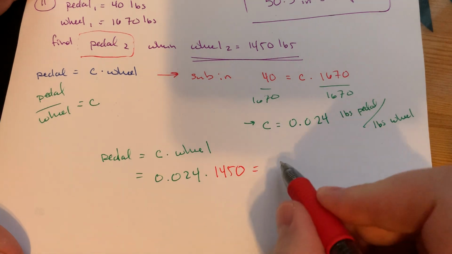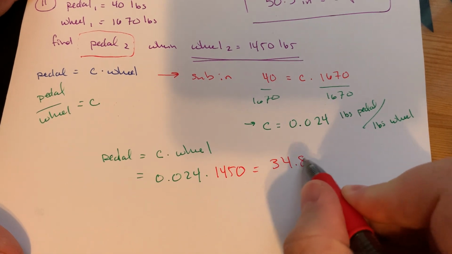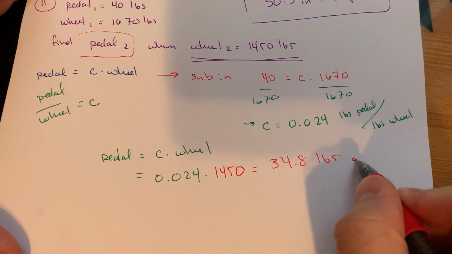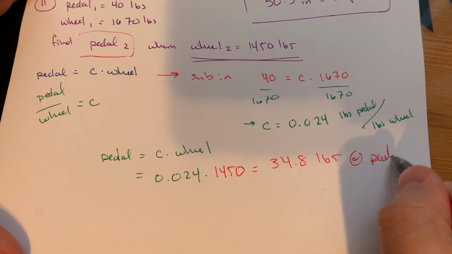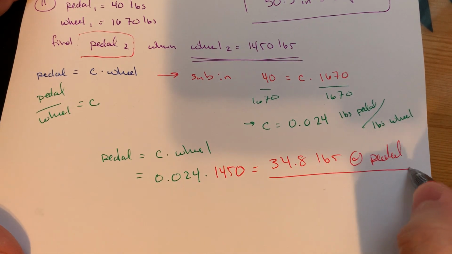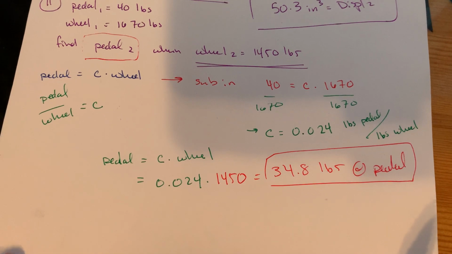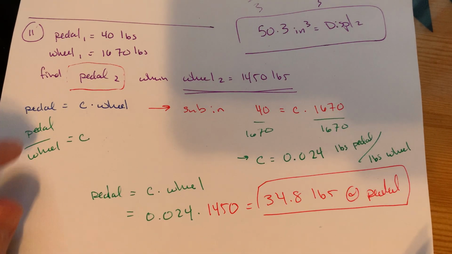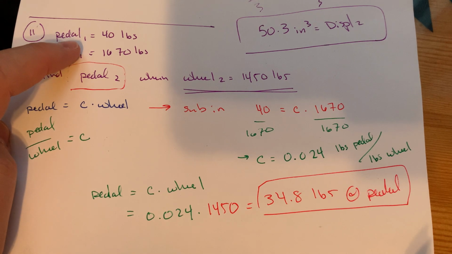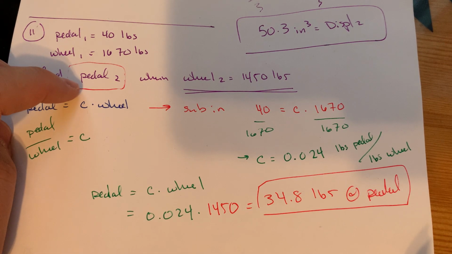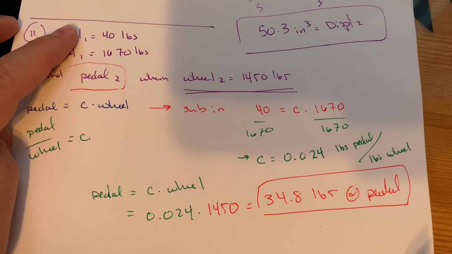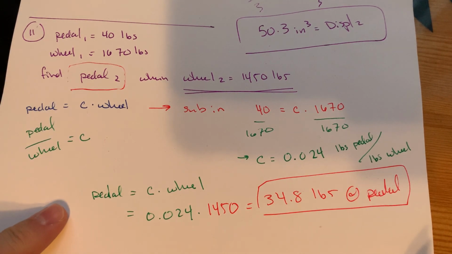It should be less force relative to what we started with, meaning we decreased how much force we were putting on the wheel, 1,670 down to 1,450, so we should expect to drop from 40 proportionately down as well. So using this constant, this works.